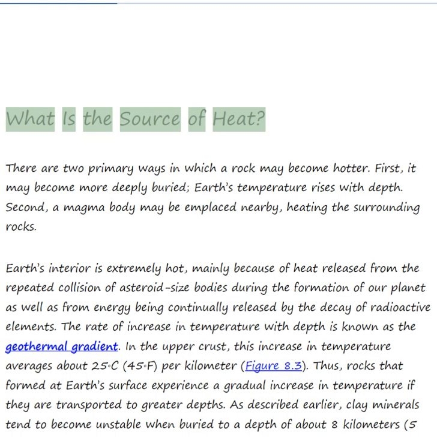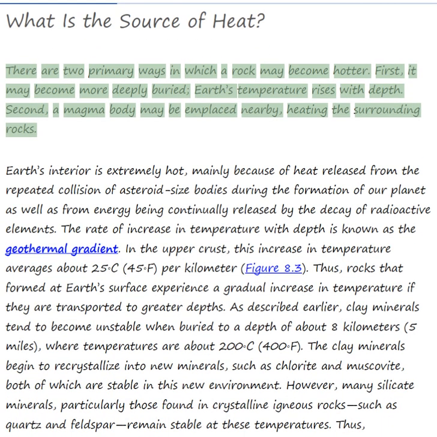What is the source of heat? There are 2 primary ways in which a rock may become hotter. First, it may become more deeply buried. Earth's temperature rises with depth. Second, a magma body may be placed nearby, heating the surrounding rocks.